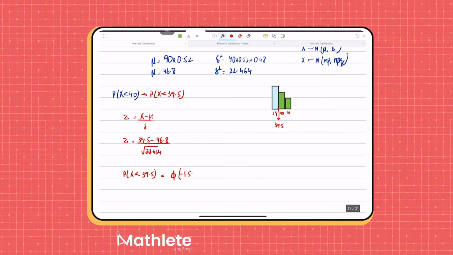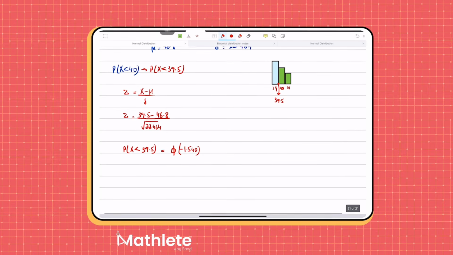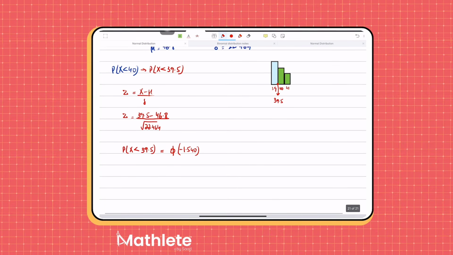Now what do we do when it's a negative value? We do 1 minus. That means we'll do 1 minus phi of 1.540. So let's find out phi of 1.540.